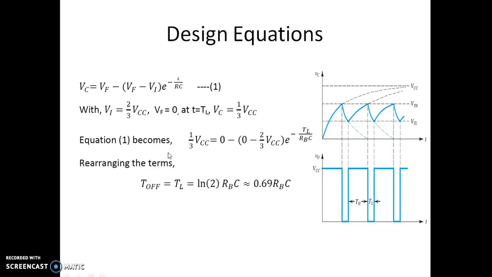Now let us find out the expression for the off time, TL. Now we are looking for this TL. Whenever we are trying to find the expression for TL, we need to know the initial voltage, the final voltage, and the voltage at T equal to TL. The initial voltage is 2/3 VCC. Why is it 2/3 VCC? As you can see, whenever I want to estimate this TL, the corresponding initial voltage of the capacitor is VTH. VTH is nothing but 2/3 of VCC.